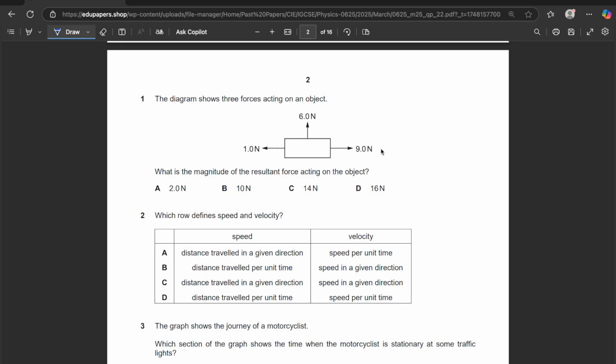So firstly, in the horizontal direction, right, you can see 1 Newton is going to the left, 9 Newton is going to the right, and obviously 9 Newton is bigger, so it will be 8 Newtons to the right for the horizontal motion, and for the vertical one it's just 6. So we can do a vector diagram, and this will be the resultant force, and this is 8 in the horizontal direction, and this is 6. So the resultant force will be square root of a squared plus c squared, and that will be 10 newtons. So B.